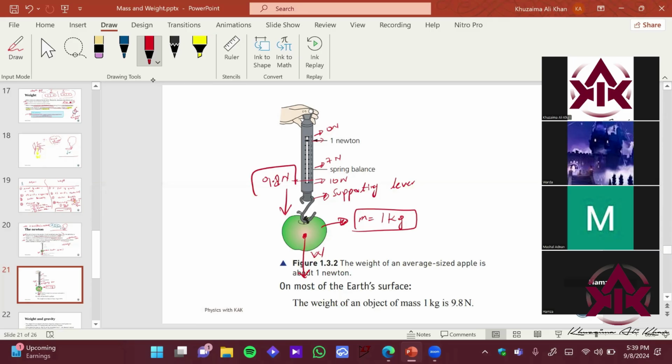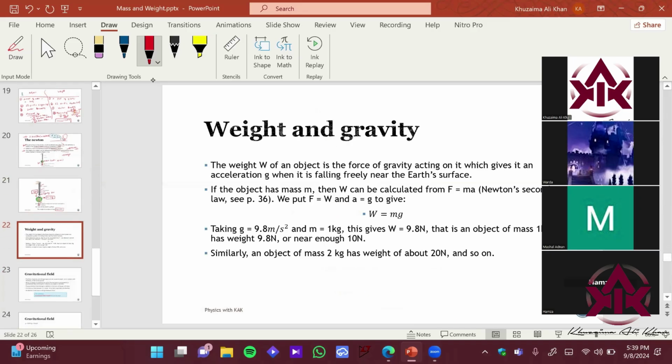newtons, right? So now can anyone explain why 1 kg is equivalent to 9.8 newtons? Can you create a relation between weight and mass? What is the formula of weight which links the mass? Sir, the formula of weight is mass into gravitational field strength. Yes, okay. So we will see this in this particular slide.